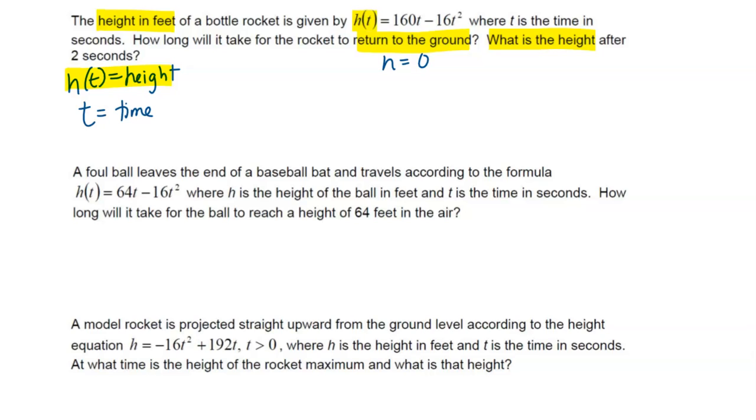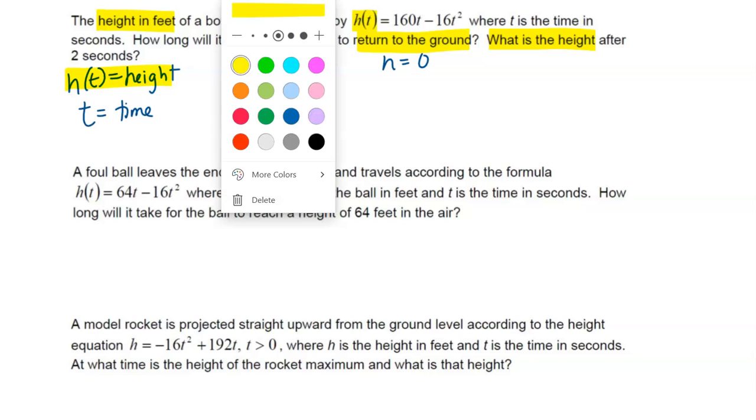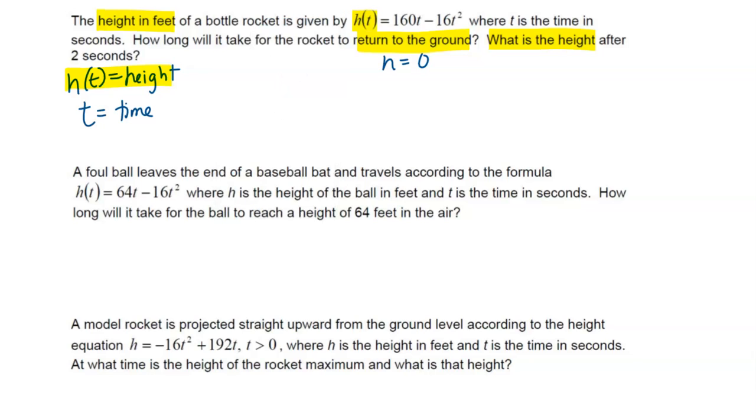So we've identified everywhere they talk about height, and now we're going to identify everywhere they talk about time. So I'm going to highlight time in blue. It says the height in feet of a bottle rocket is given by h of t equals, and then I'm going to highlight my t's in that equation. That's where time is. So if they were to give me the time, that's where I would plug it in. That's where time goes. So if I wanted to know where it was after 1 second, I would plug in a 1 for time. And it says where t is the time in seconds.